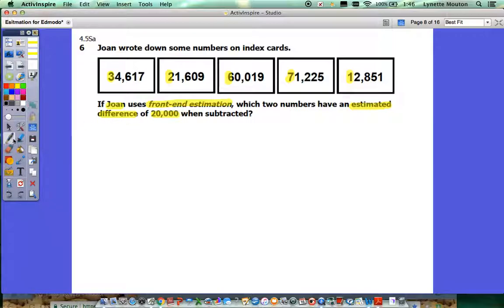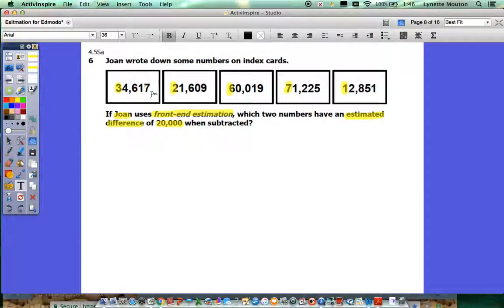And remember, this is your TEI type question, and you will have some like this, which means you're going to have to round all of these first, but we're not going to fret over it, because we're just going to use front-end estimation to round them, which is really easy. And then after we do that, we're going to have to subtract them in pairs to find out which one has a difference of 20,000.